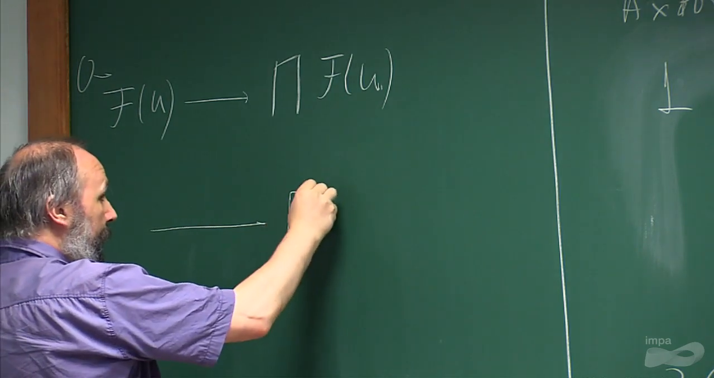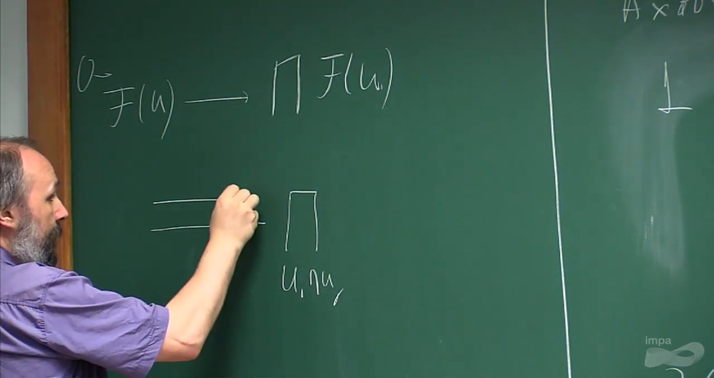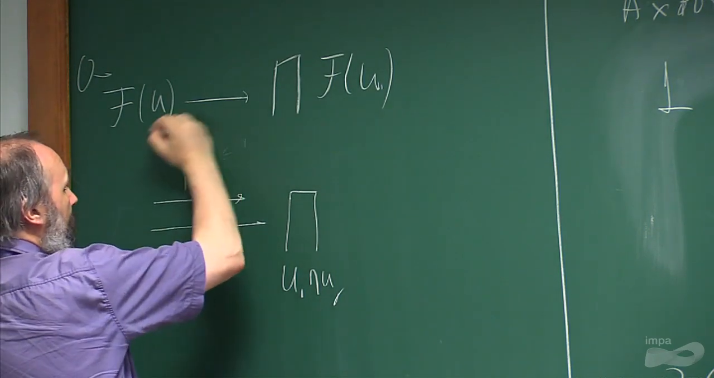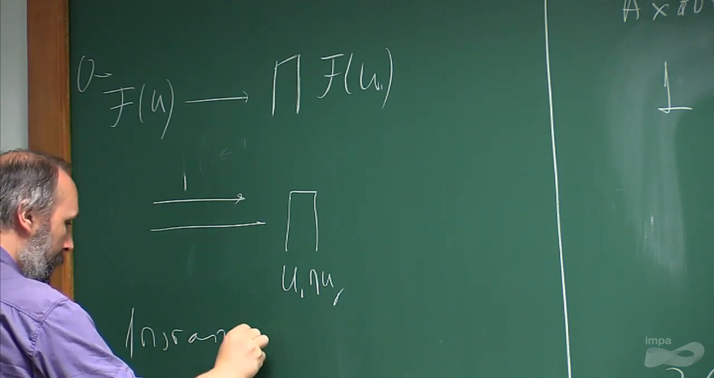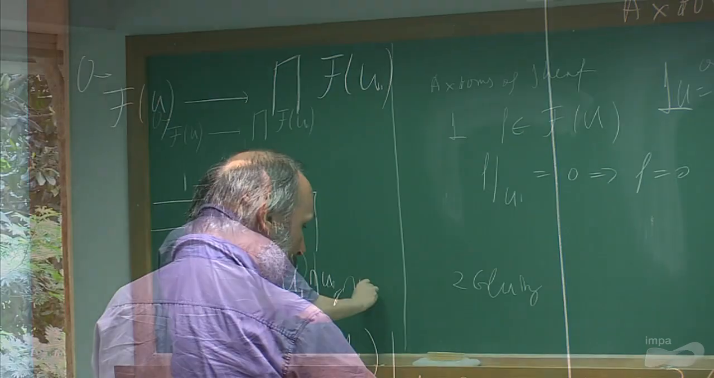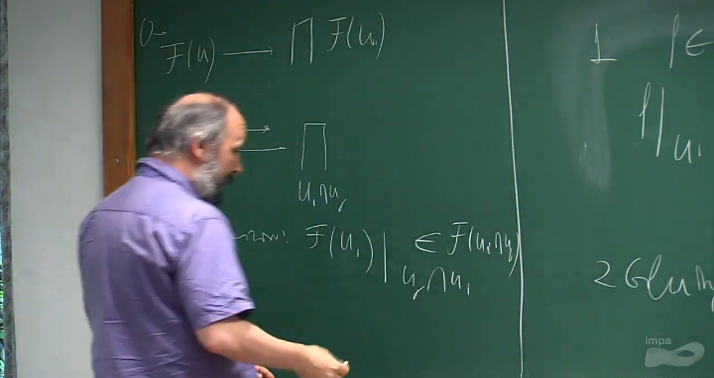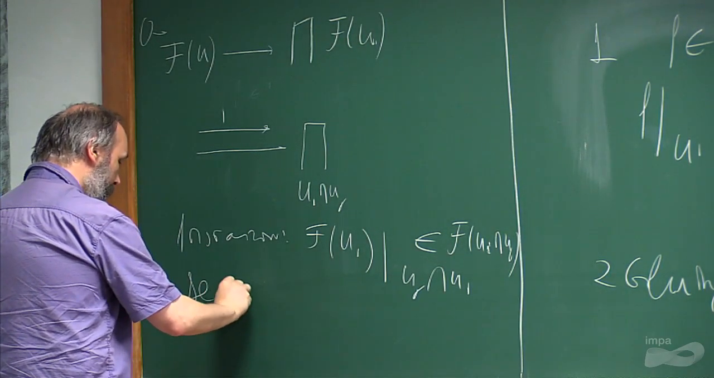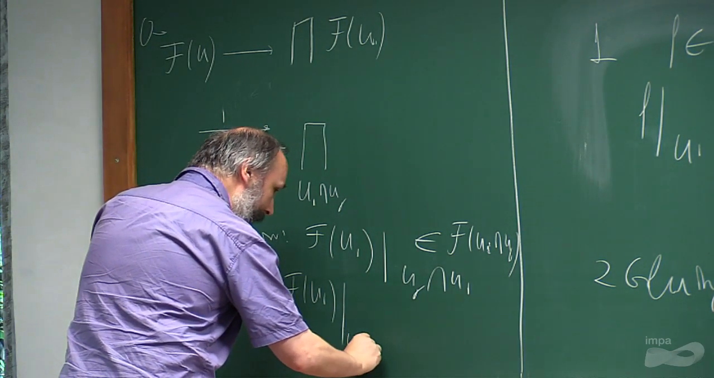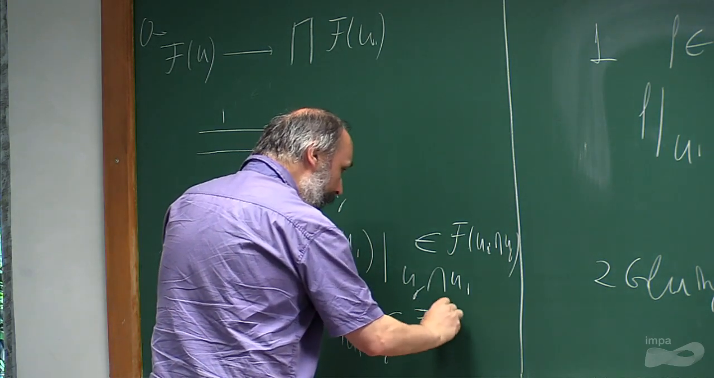Now the second axiom is written as follows. You put here the product of U_i intersected with U_j. You have two maps. The first is restriction to the second argument: F of U_i is restricted to U_j intersected with U_i, and you consider this as an element in F of U_i intersected with U_j. The second map reverses the order: the same F of U_i, but you restrict it now to U_i intersected with U_j, and you consider it not as an element of F of U_i intersected with U_j, but in the opposite order, in F of U_j intersected with U_i.